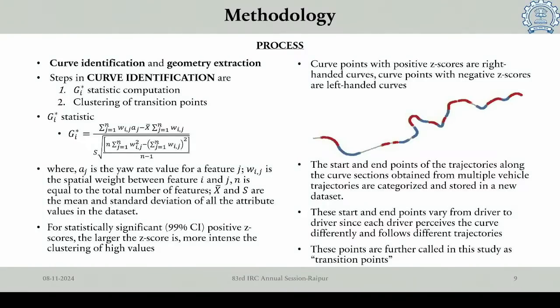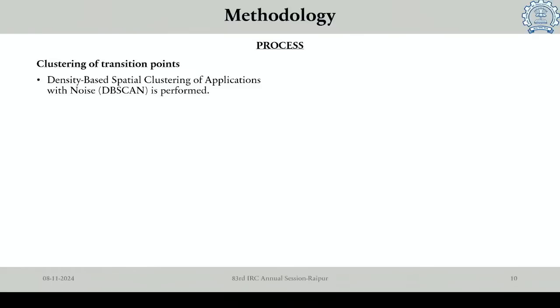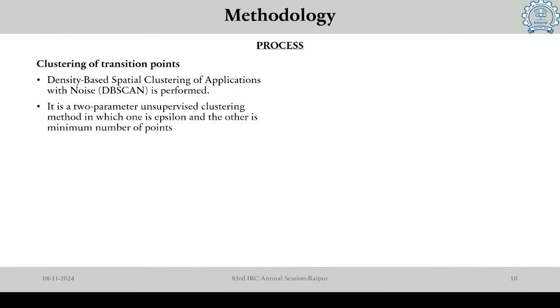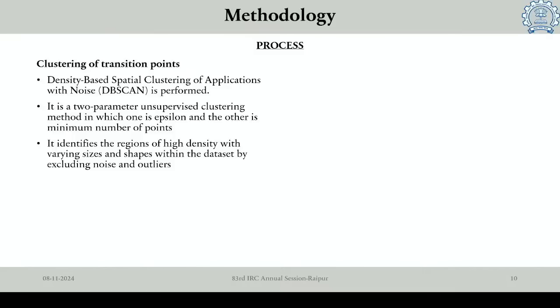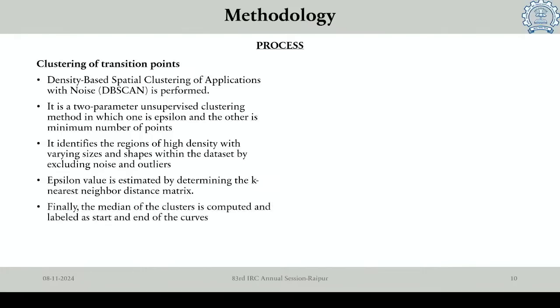So with this, the curves are identified, and the start and end points of these curve points are called the transition points in this study further. And the clustering of the transition points. So these transition points are clustered to get the start and end points of the curves, which is performed using the density-based clustering, that is density-based spatial clustering for applications with noise. So it is a two-parameter model, which is an unsupervised clustering method, in which two parameters are required, epsilon and the minimum number of points. And the epsilon value is estimated by determining the k-distance plot. And the medians of these obtained clusters are computed to get the start and end points of the curve.